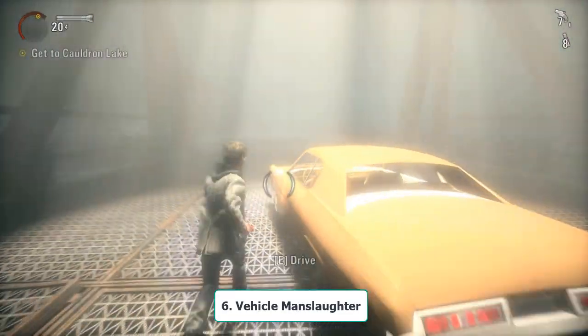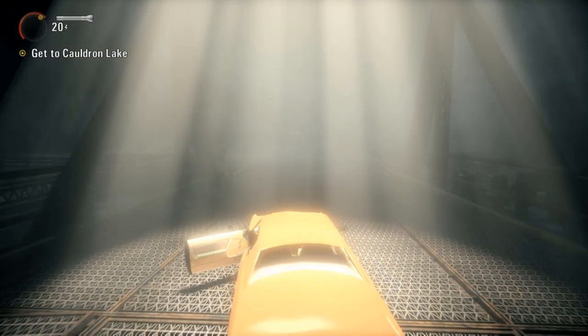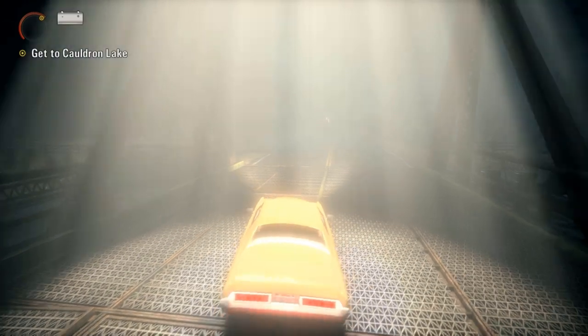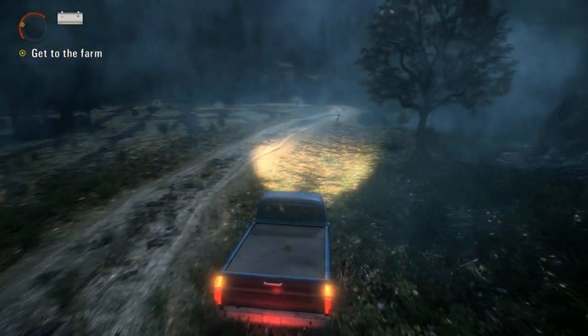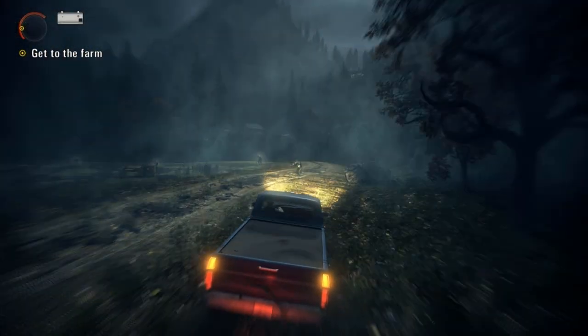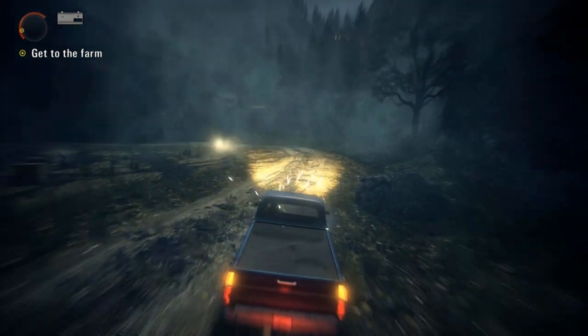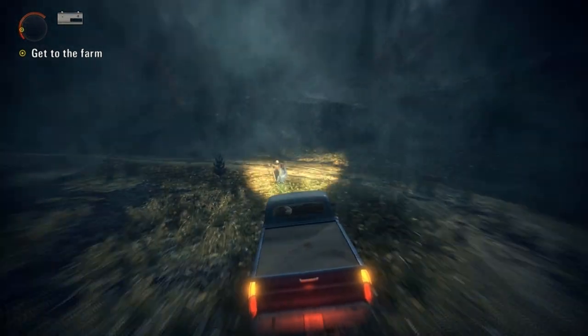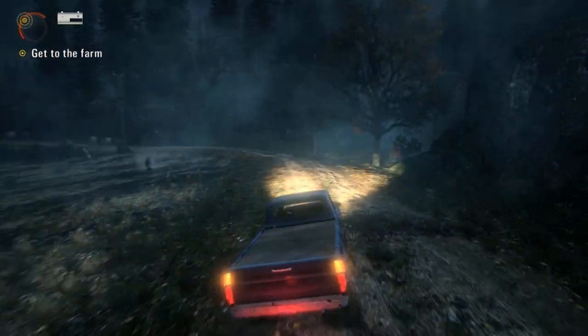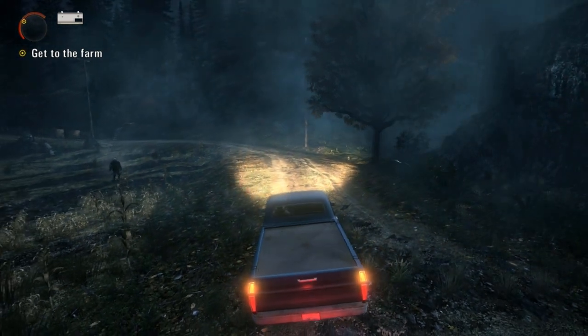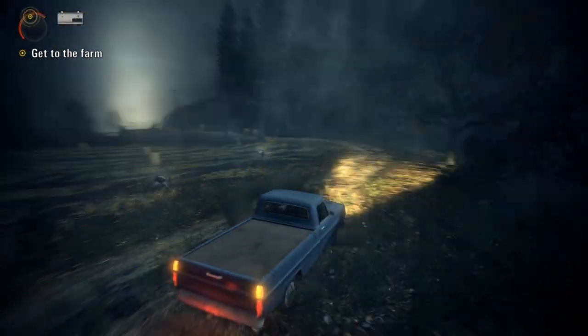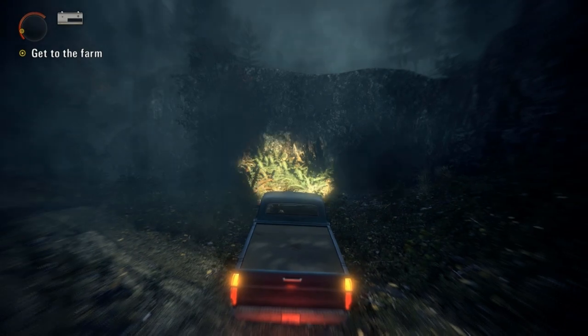Combat scenario number 6 is Vehicle Manslaughter. In Alan Wake, Vehicle Manslaughter offers a break from on-foot combat by allowing you to drive a vehicle to your next destination, riding over any enemies on the way. This usually allows you to cover larger distances, and you don't really have to worry about fighting as you usually just drive through them, and it just kind of helps to break up the pace.